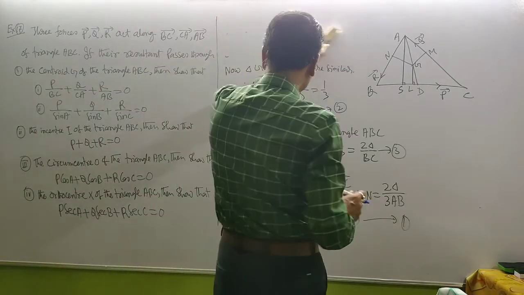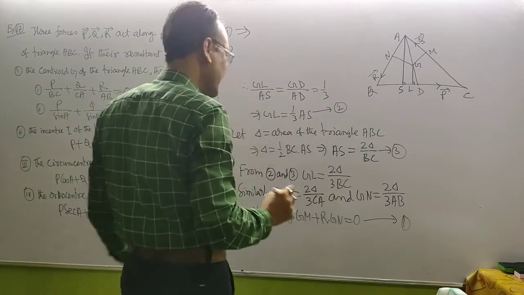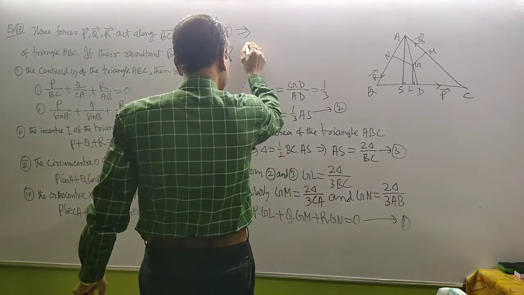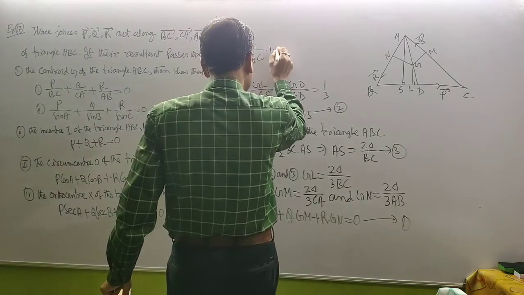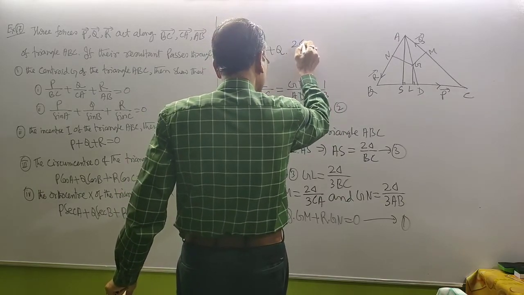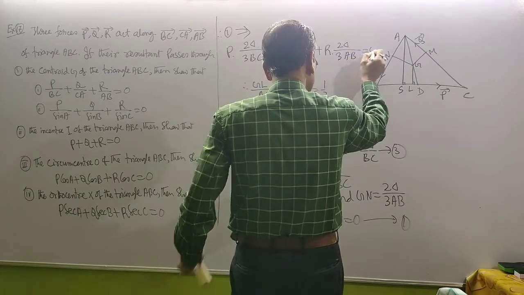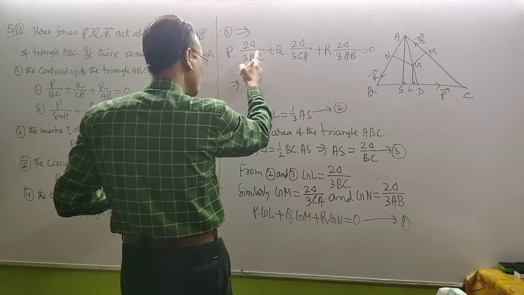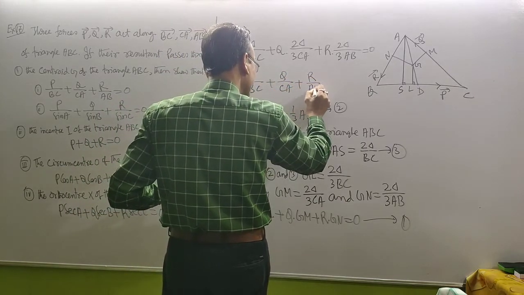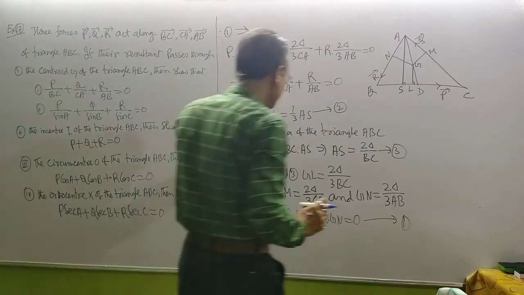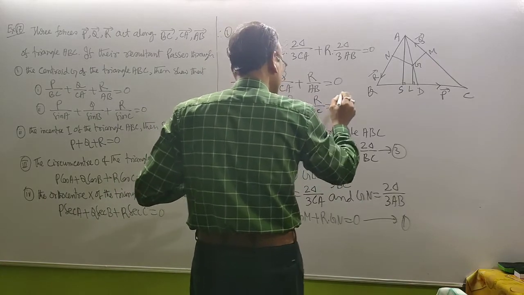Therefore, from 1 you will get P into GL, where GL means 2 delta divided by 3 BC, plus Q into GM, meaning 2 delta divided by 3 CA, plus R into 2 delta divided by 3 AB, should be equal to 0. This means 2 delta by 3 will be cancelled from all sides. P by BC plus Q by CA plus R by AB should be equal to 0. Now, this means P by a plus Q by b plus R by c should be equal to 0. This is proved.